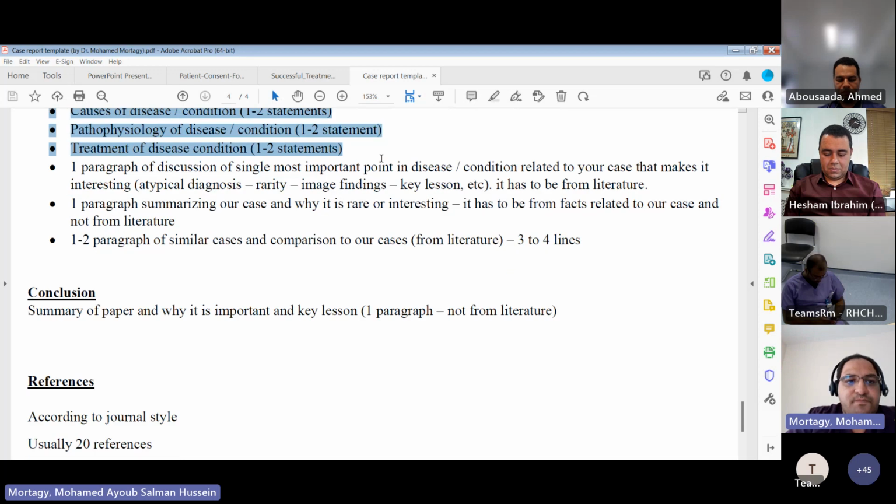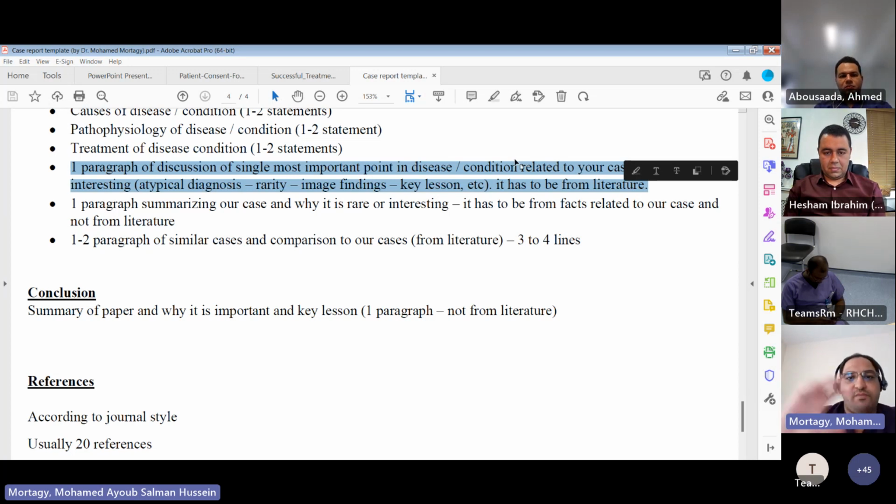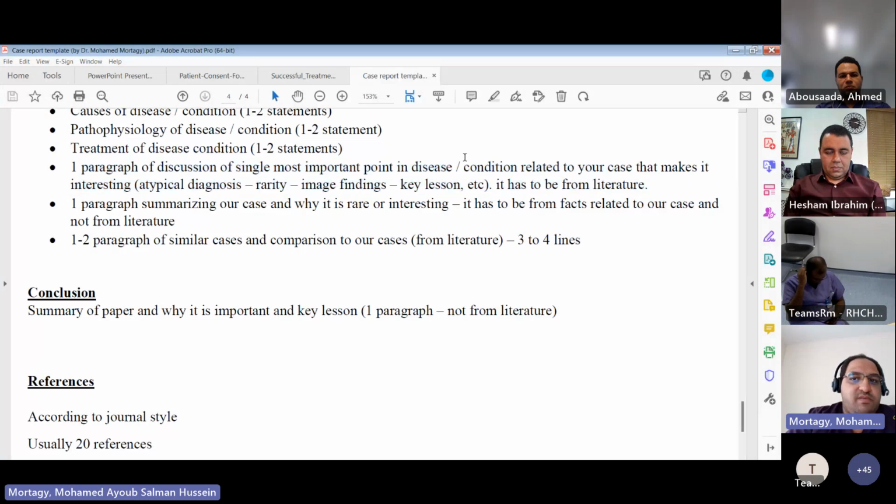pathophysiology, treatment. And then one paragraph discussing what is related to your case from the literature that makes it interesting. A typical diagnosis, or it's rare, or some imaging finding you found, or a key lesson that you would like to convey to your readers.